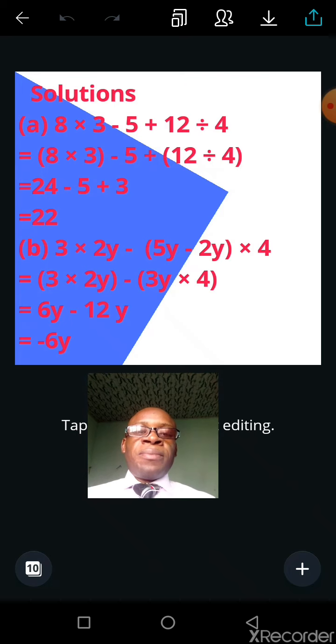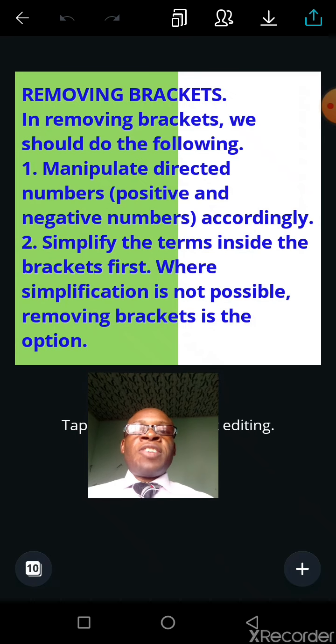The next is removing brackets. In removing brackets, we should observe the following rules. 1. Manipulate directed numbers. Directed numbers are positive and negative numbers. You have to manipulate that accordingly. Number 2. Simplify the terms inside the bracket first. Where simplification is not possible, that means where you cannot simplify the expression inside the bracket, you have to remove brackets. That is the option.